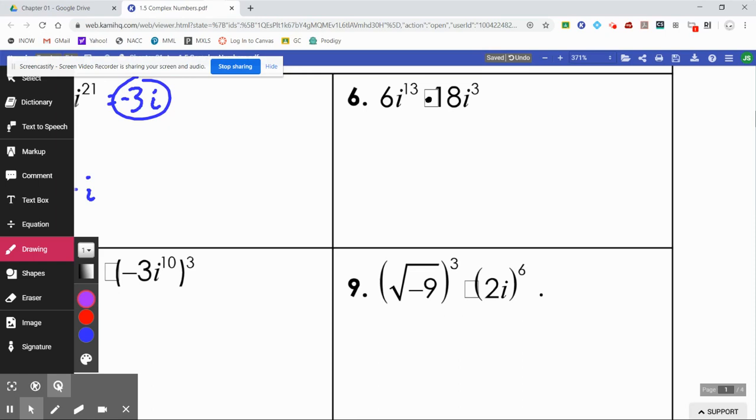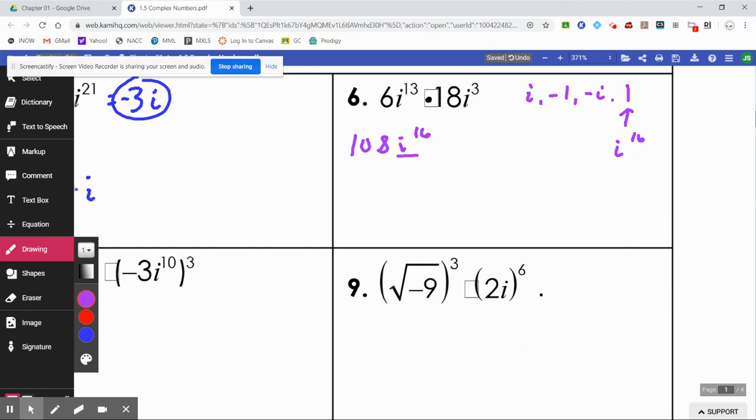And rules of exponents, we know 6 times 18 is 108. i to the 13th and i to the 3rd will be i to the 16th. Same rules of exponents apply. So our pattern, i, -1, -i, +1. All the multiples of 4, so this would be i to the 16th. Because 16 is a multiple of 4, we're simply doing 108 times 1, which we know is 108.